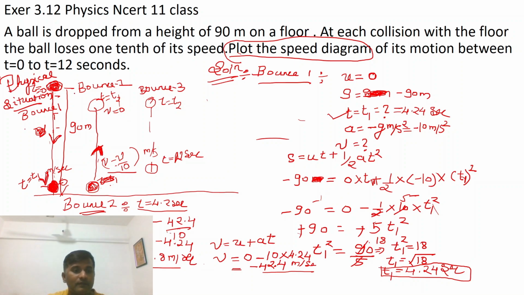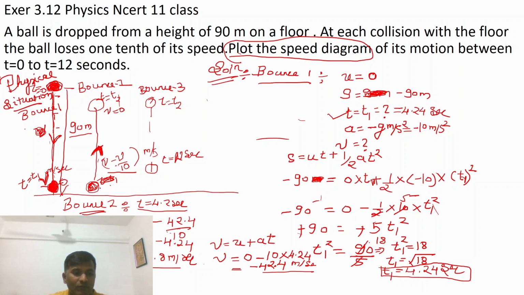What I have done is, this is a ball which is thrown from a height of 90 meter. Okay, this is bounce 1. It is coming down, so velocity will be increasing, and at a point before reaching the ground, the velocity will be how much we have found out. How much? 42.4 meter per second. And what is the time that it will take? It will take 4.24 seconds.